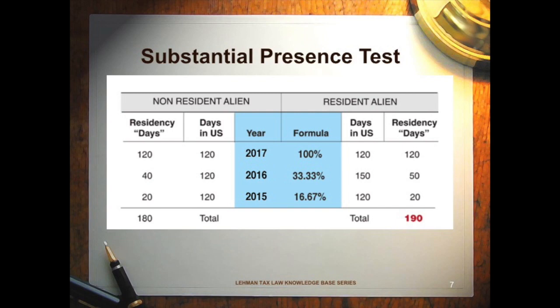You'll see on that side of the equation, on the right-hand side, you have a taxpayer who's been here for 190 days, more than the required 182 days. And this taxpayer is going to be considered a U.S. tax resident, and the taxpayer is going to pay tax on the taxpayer's worldwide income, just like Americans.